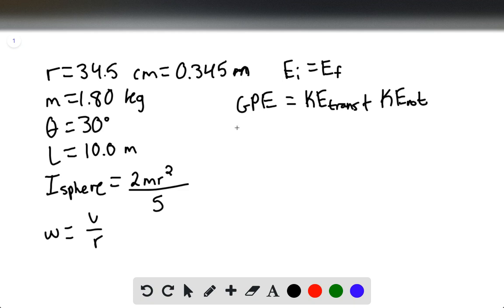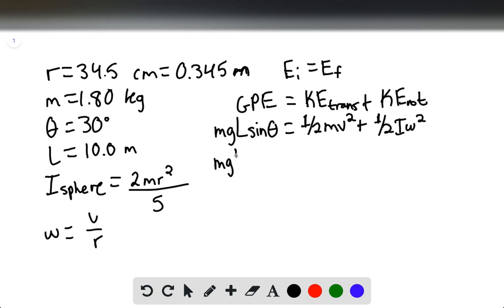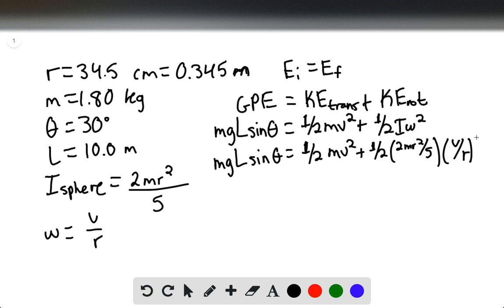And we know that this is going to be equal to mgh, mass times gravity times height. And here, height is going to be L sine of theta. So this will be mg L sine of theta. And this is going to equal 1 over 2 mv squared plus 1 over 2 I omega squared. We're simply going to substitute, so half mv squared plus 1 over 2, and then it'll be 2mr squared over 5, and then it'll be v over r squared.